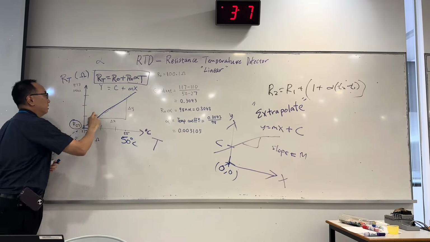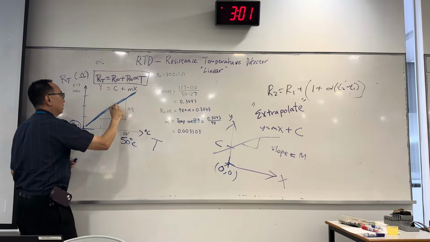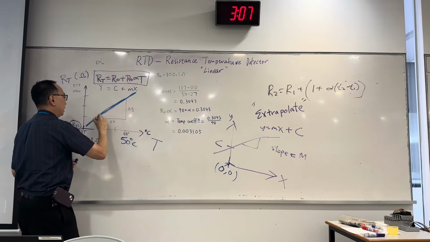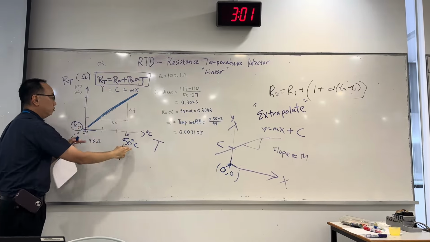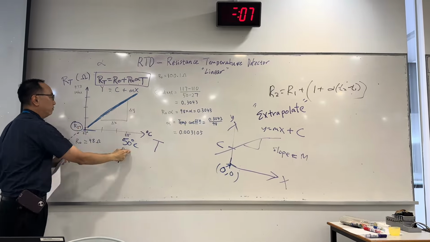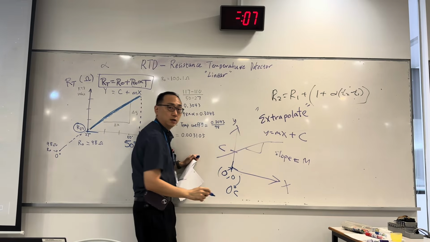You only get a segment of this program. I don't know whether you realize, after you finish the experiment, you only get from 27 to about 50 degrees. Right? But don't forget that when we talk about the equation, the C is the y-intercept at 0 degrees here. This point here is at 0 degrees Celsius.